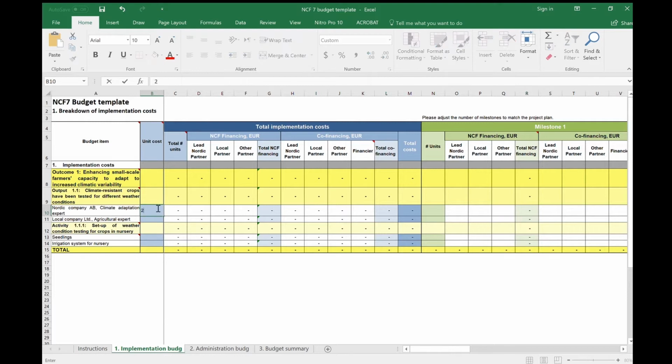Continue with filling in the unit costs for each input. For staff resources, the daily fee should be inserted. For other types of inputs, insert the most relevant unit cost.